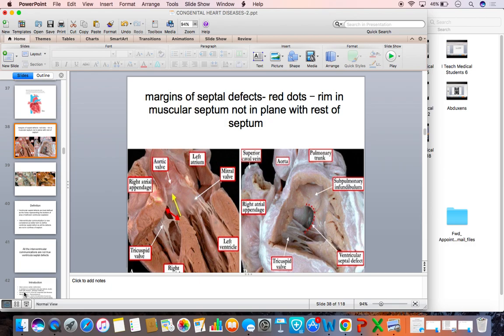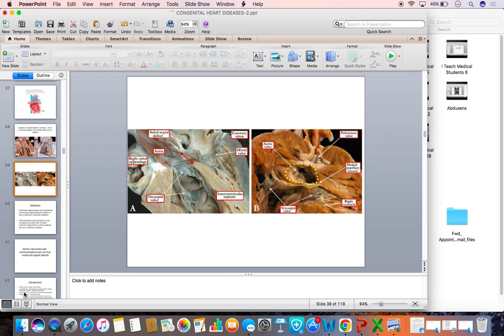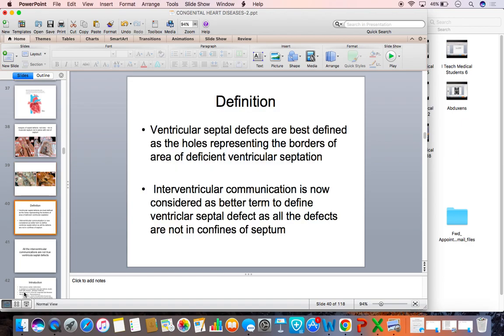And this is the septal defect, the ventricular septal defect. The defect is marked by the red dots. They are the margins of the ventricular septal defect. But this defect is not in plane with the rest of the septum. That's why the current definition of the ventricular septal defect is the interventricular communication.